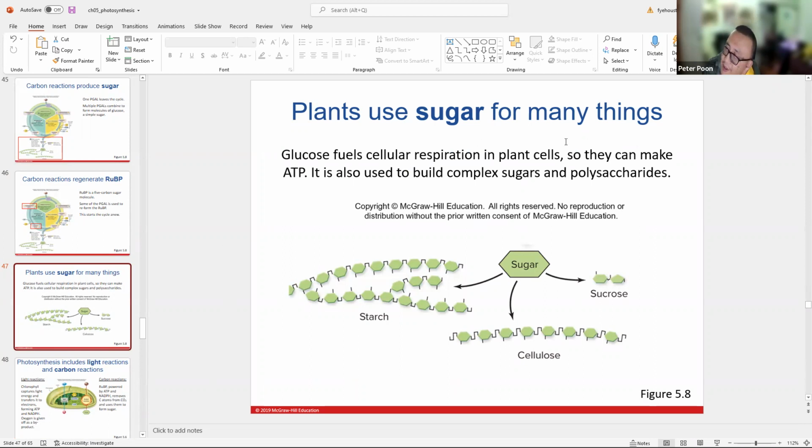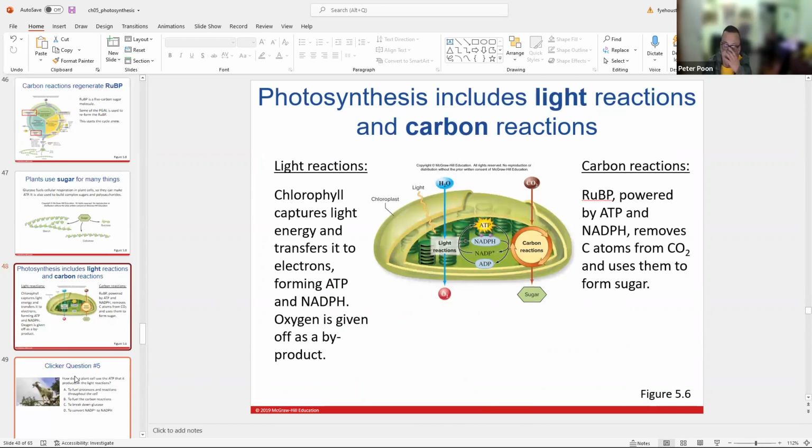Plants use sugar for many things. I can take sugar and use it for energy, I can use it to store energy, and I can use it to make cellulose. I can also use the energy from sucrose to make other proteins and fats that I need. Make sure you understand the slide here and what's going on.